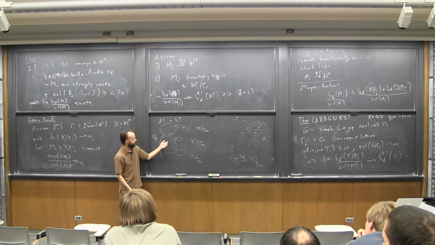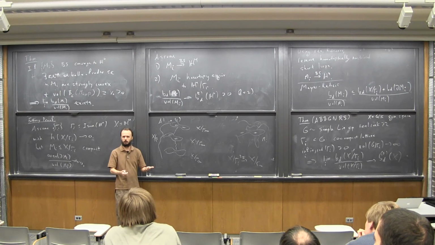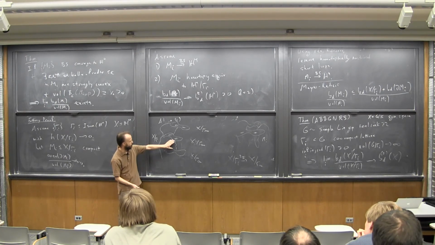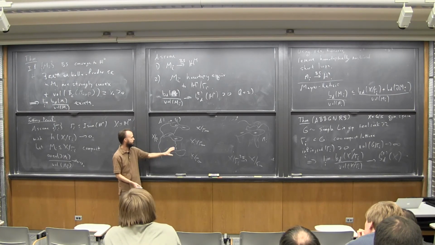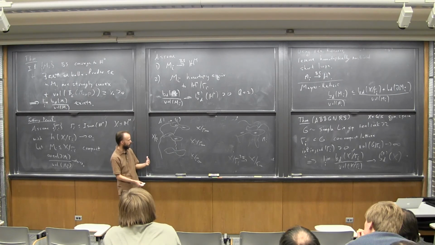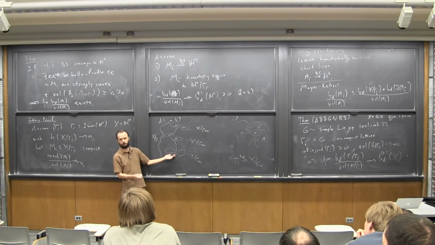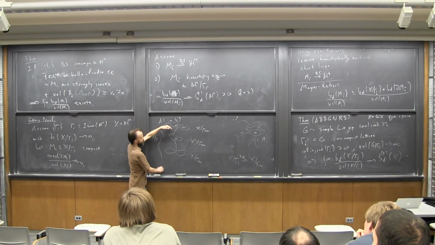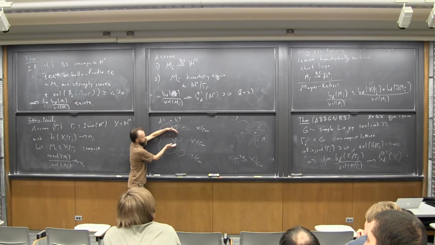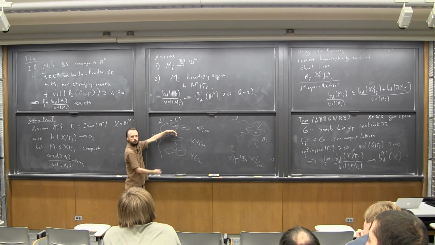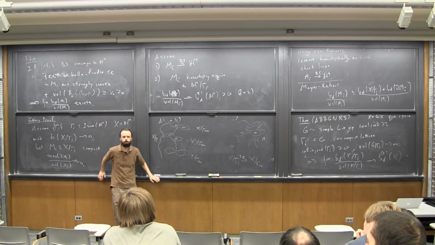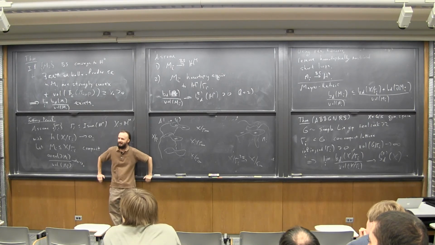But that can't happen simply because of property T. Property T tells you that your lambda 1 has to be bounded from below by a positive constant, or the Cheeger constant has to be bounded from below. And that's a contradiction because the Cheeger constant here is very small. Okay, I guess that's all.